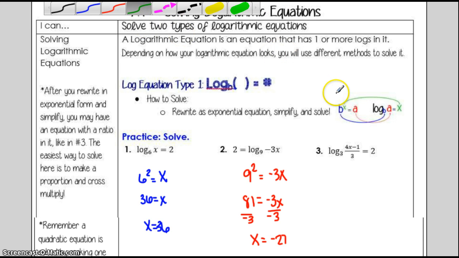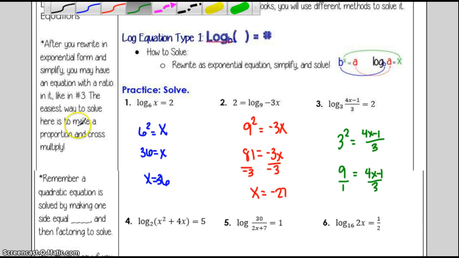For this next one, again, rewrite. 3 is our base, the exponent out here is what it's equal to, and then it equals that part written right here, 4x minus 1 over 3. Then we're going to simplify. This is 9. If you create this as a fraction, you can use cross multiplication, and it's a lot easier. So put that 9 over 1, and then just cross multiply. We end up with 4x minus 1 equaling 27, and then add 1, and then divide by 4. You wind up with x equaling 7.